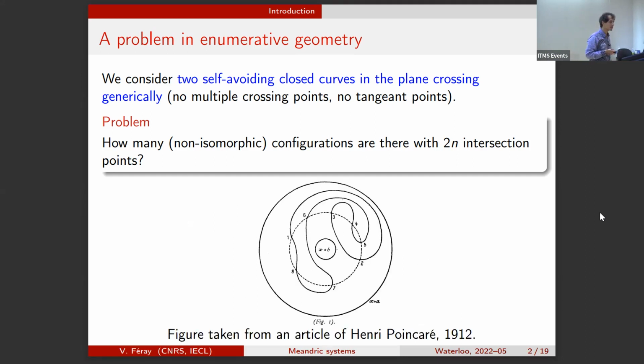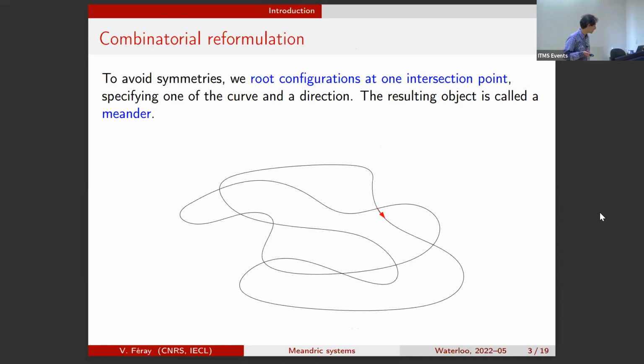And just to show you that this question already has a long history, this is a picture from an article from 1912 of Henri Poincaré. Here he was looking, for some reason, at this kind of configuration on an annulus. So that's why you have a small inner circle and this outer circle. But the configuration is really what is between the circles. And you see that we have these two non-crossing curves intersecting generically. Okay, but I will more use pictures like that. And I will have a more combinatorial picture in a moment.